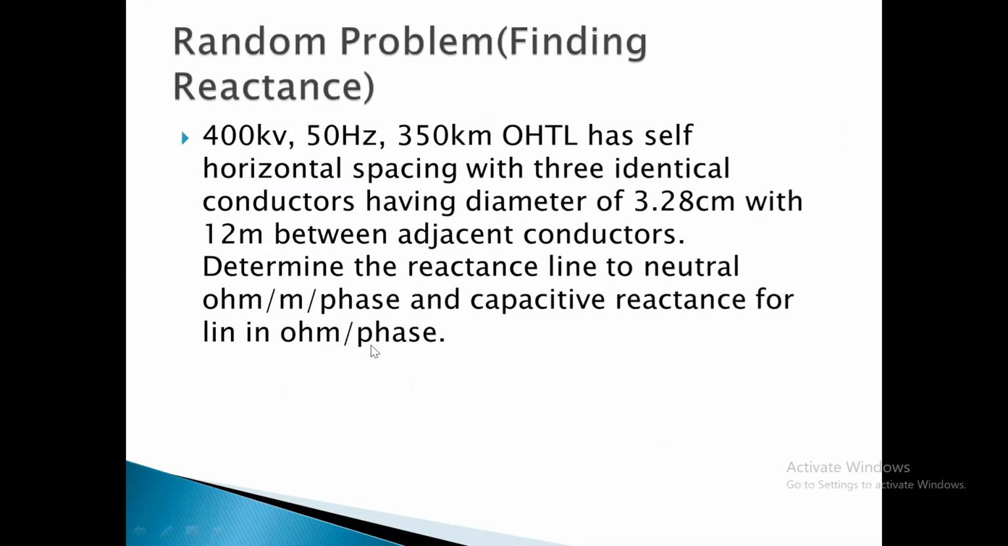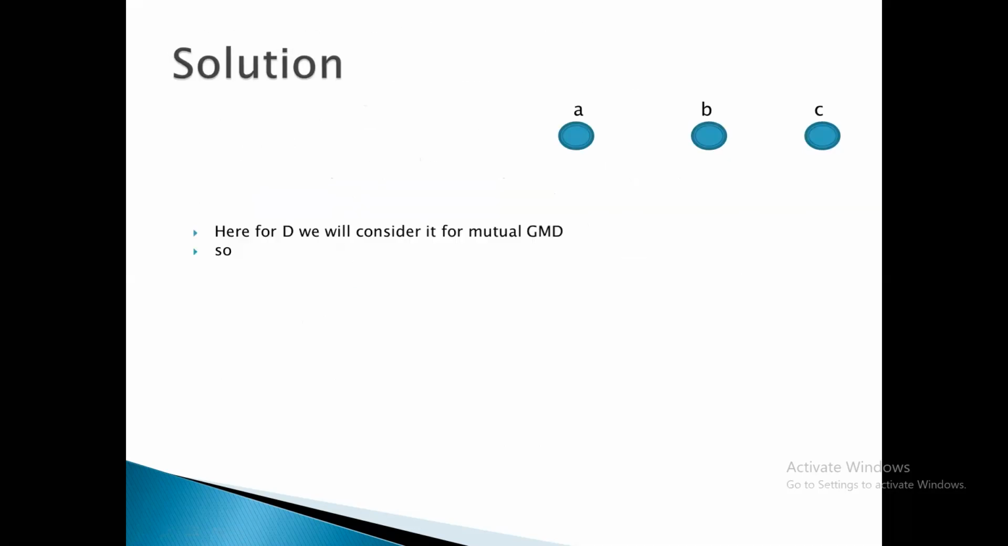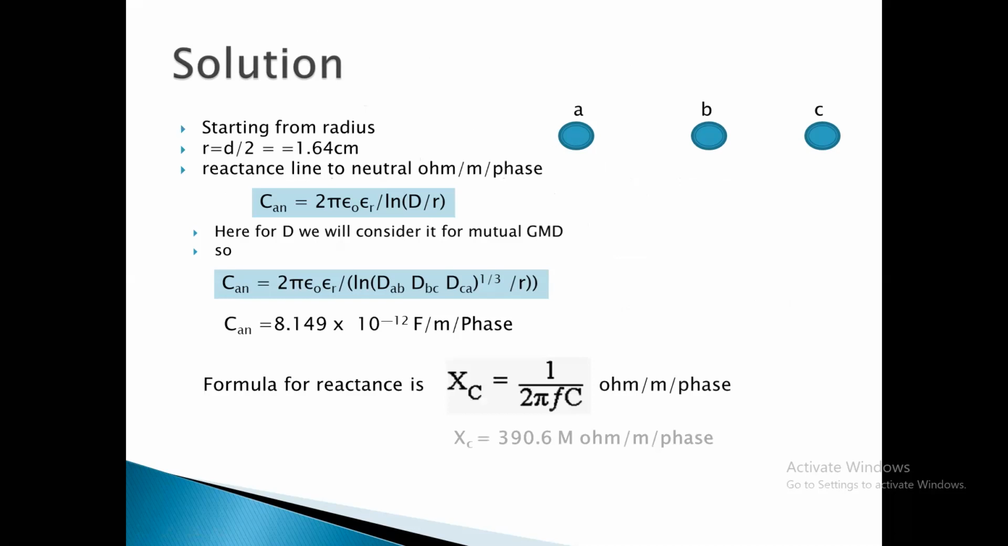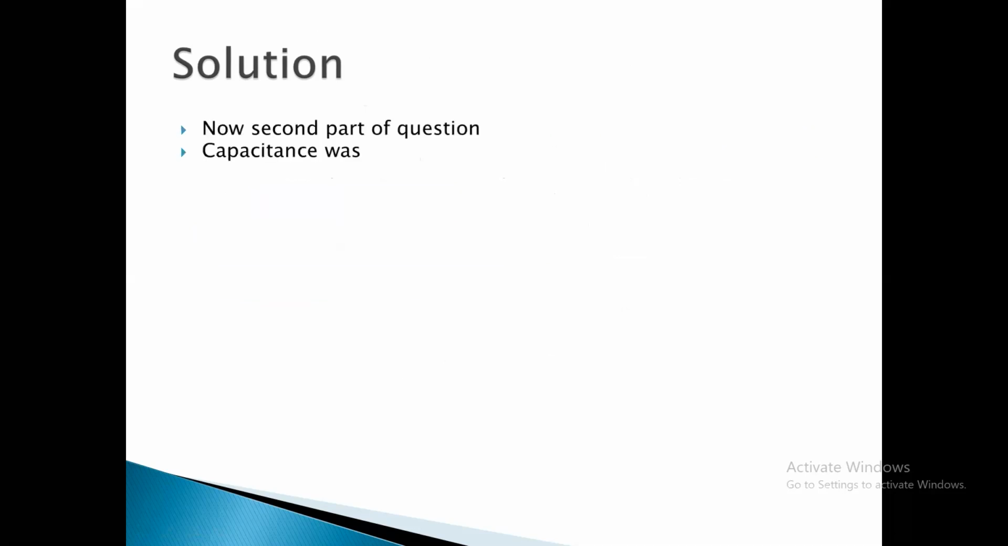As you can say from the unit, ohm per phase means the total reactance of one phase. So this is ohm per phase. It is not ohm per meter. Now moving forward to the second part of the question, we know the capacitance, we have already calculated this. If it was asked to find the total capacitance of the line, I would just multiply it with the total distance.